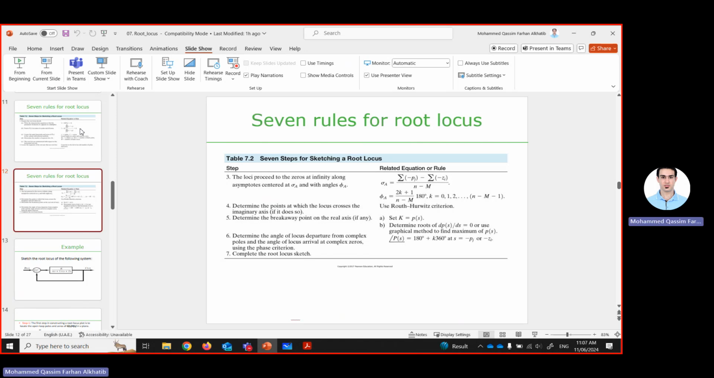Is it clear, the root locus? By the way, this is the hardest topic in the course. Really, this is the hardest topic in the course. All others are straightforward.